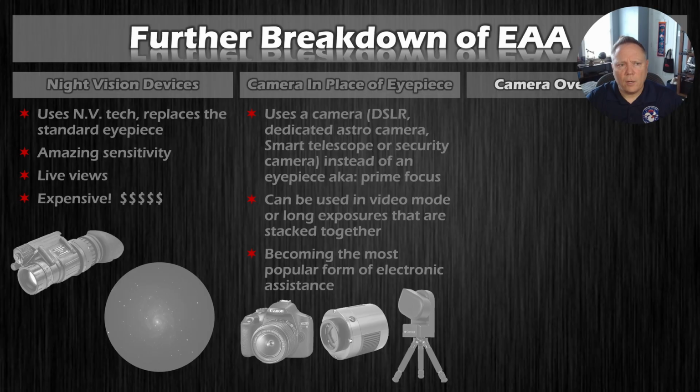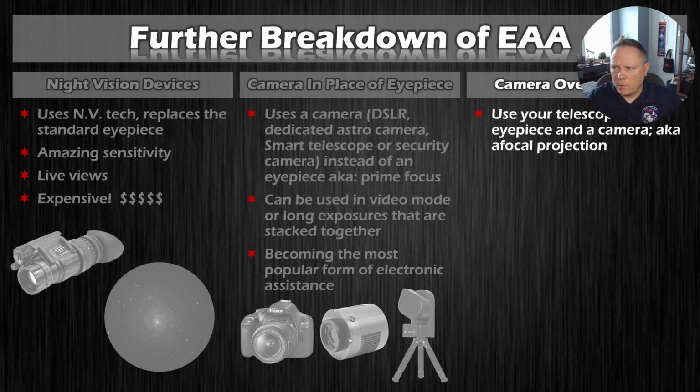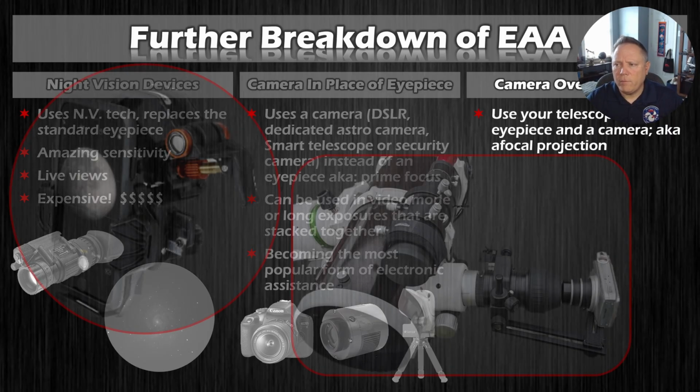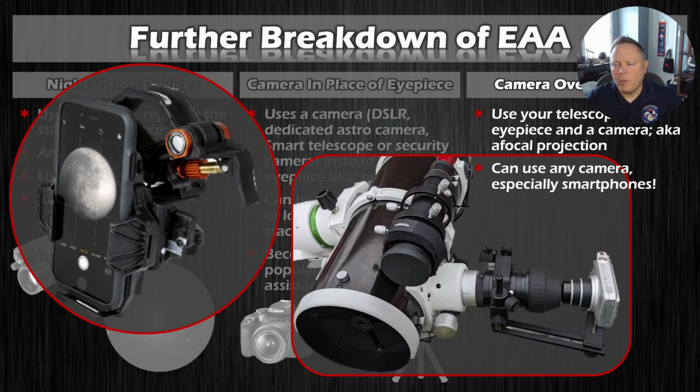And then we talk about a camera over the eyepiece. Here's where we're going to take your telescope and your eyepiece and then connect that camera to the eyepiece. This is also called focal projection. You can pretty much use any camera, especially smartphones. And you're going to need some sort of adapter or threaded connections.